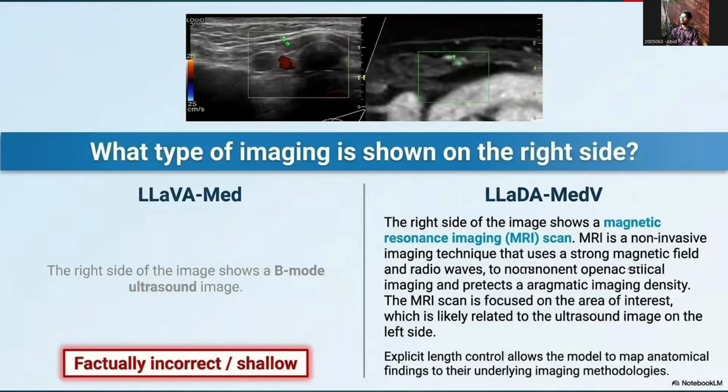Here is another clear picture of how the older model fails. When shown this split image and asked what imaging is on the right, the older LLaDA-MedV incorrectly guesses it is a B-mode ultrasound, which is factually incorrect and shallow. On the other hand, the LLaDA-MedV correctly identifies it as an MRI scan. Because it has explicit length control, the model has the capacity to explain how an MRI works and map the anatomical relationship back to the ultrasound on the left.